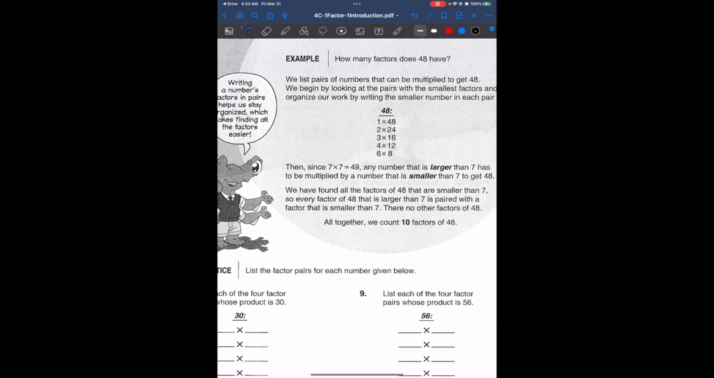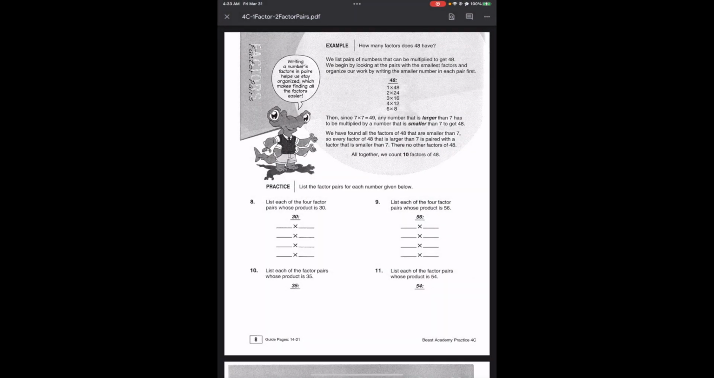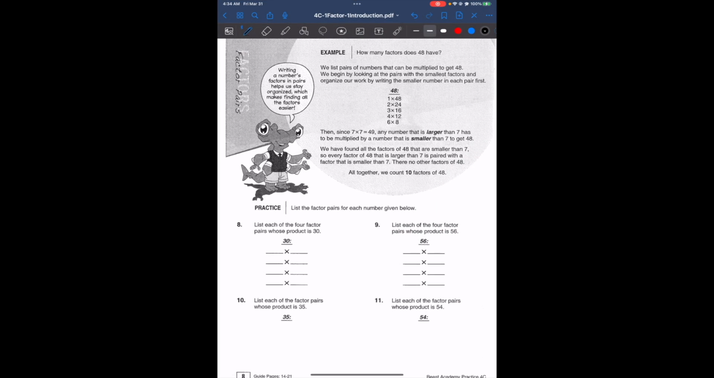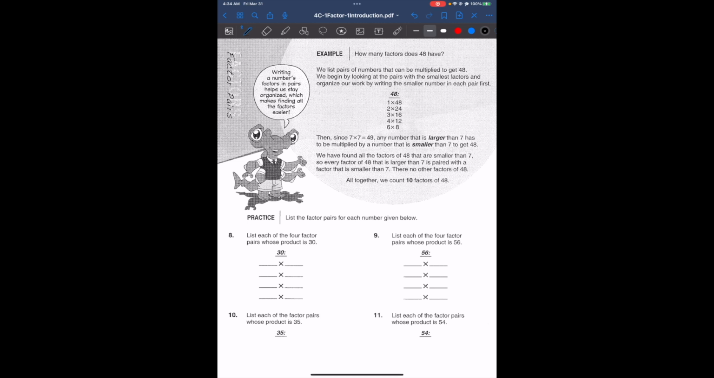Now we're going to learn about things called factor pairs, which I briefly talked about. For factor pairs, for example, if we have the number 6, 1 is a factor of 6, so 6 divided by 1 is 6. So 1 and 6 are factor pairs. When we divide 6 by 2, we get 3, and so 2 and 3 are factor pairs. So these are what we call factor pairs.